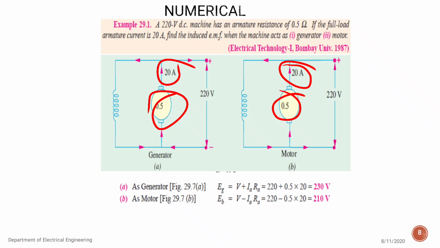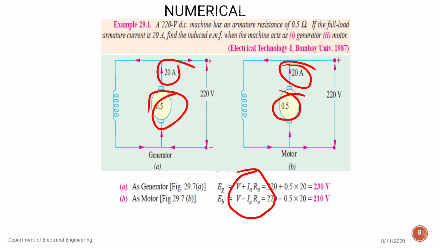I have already told you many times that for a generator there is a separate formula and for a motor there is a separate formula. Only a small change about plus and minus. For a generator, E is equal to V plus IaRa. For a motor, the back EMF is equal to V minus IaRa. So you can check here the only difference between these formulas. In the motor case, E is equal to V minus IaRa, but in the case of a generator, E is equal to V plus IaRa.